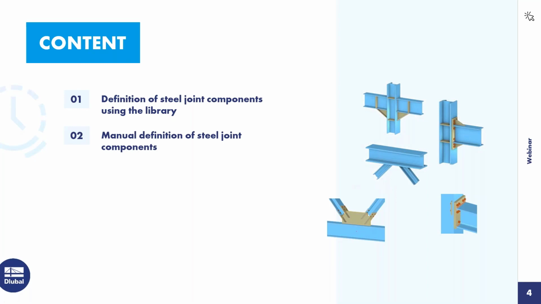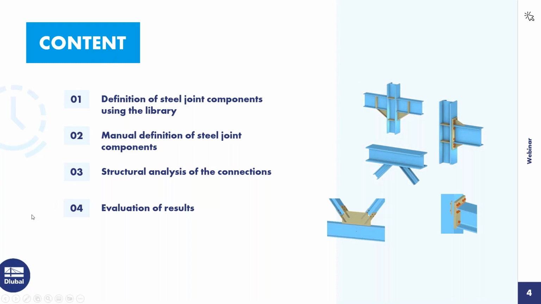To the content today, I will define steel joint components using the library, and then I will define steel joints using components, a flexible modeling of a joint. Okay, then the structural analysis. I describe the analysis settings and so on. And I evaluate the results. For example, I take a look at the submodel and the formulas and so on.